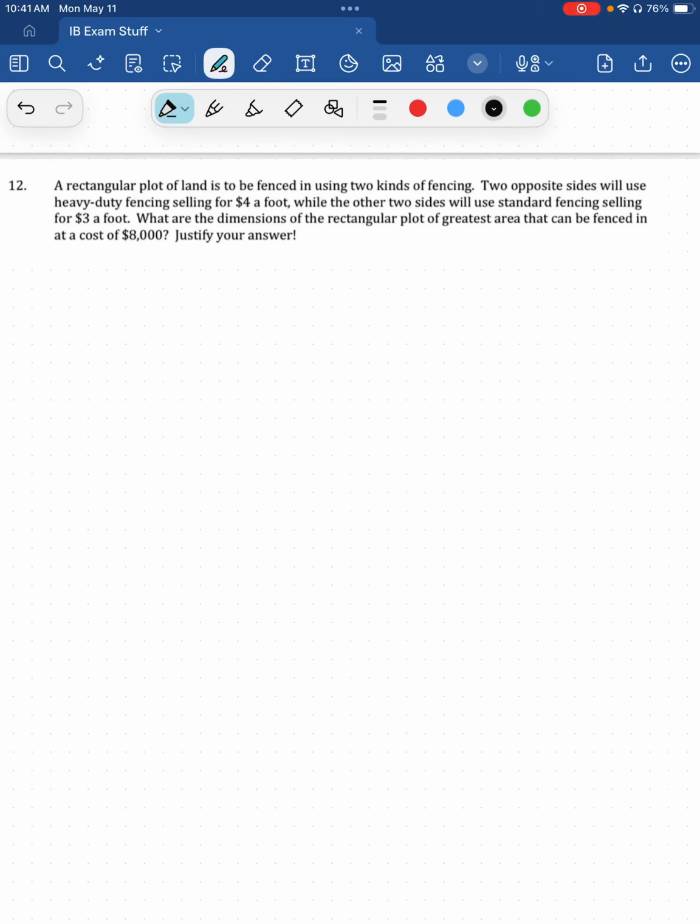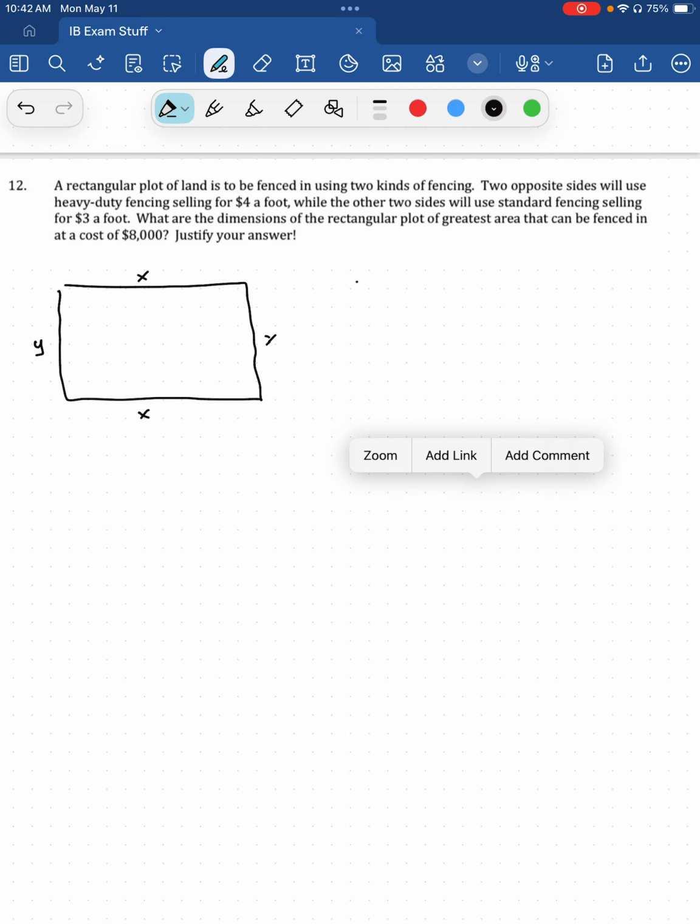Question number 12 is very similar to the perimeter area questions that we've done a lot in the last week. It says a rectangular plot of land is fenced in using two kinds of fencing. So we have a rectangular plot where we're going to call the heavy duty fencing Y and the light duty fencing X. So that means the fence is going to look like 2X plus 2Y is my perimeter.